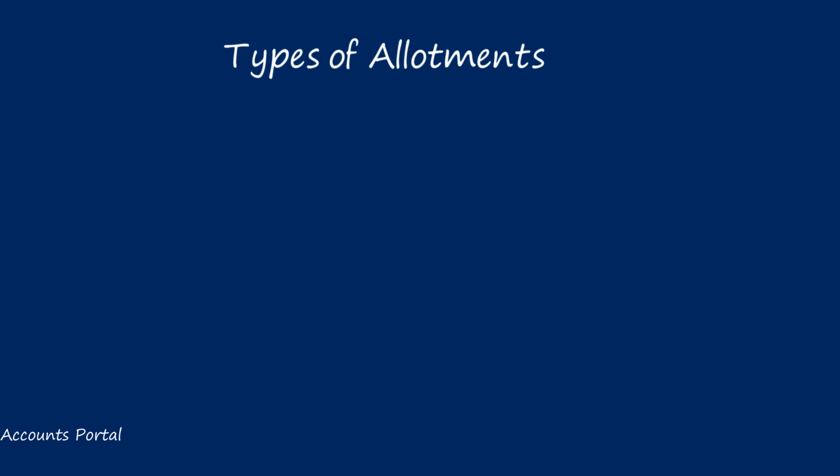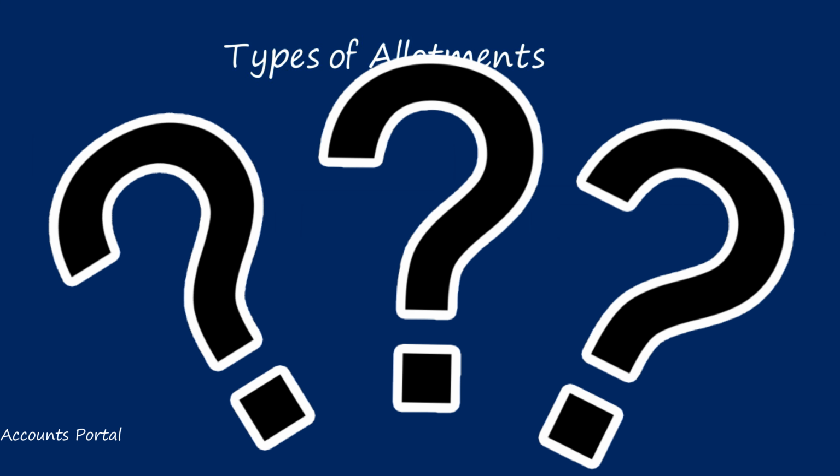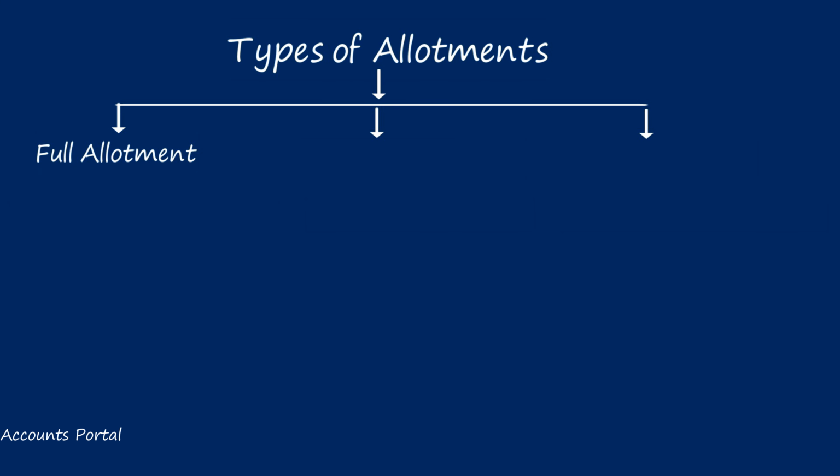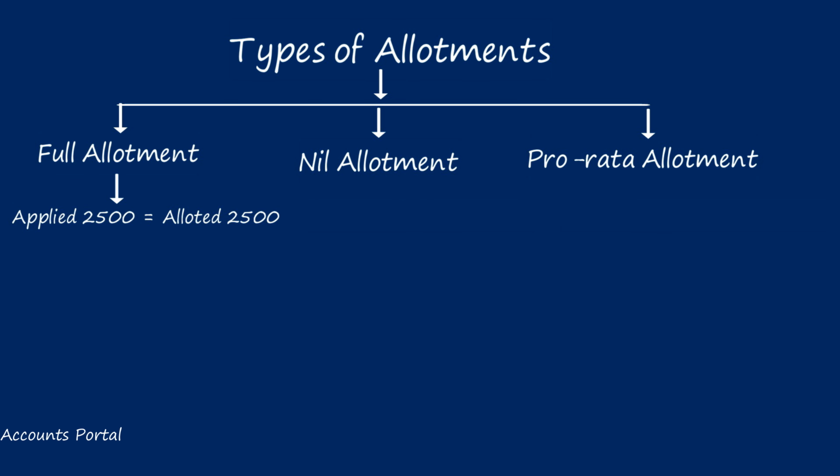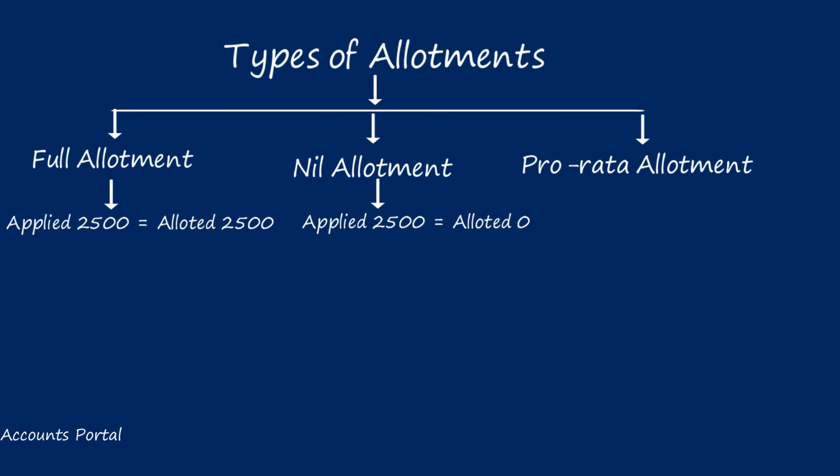Dear students, how many types of allotments do we have? Three. Full allotment, second one nil allotment, third one pro rata allotment. Full allotment means applied 2500 shares, allotted 2500 shares. There is no concept of excess money received in case of full allotment. Nil allotment: applied 2500 shares, allotted nil, rejected. So the money received from the applicant must be refunded.